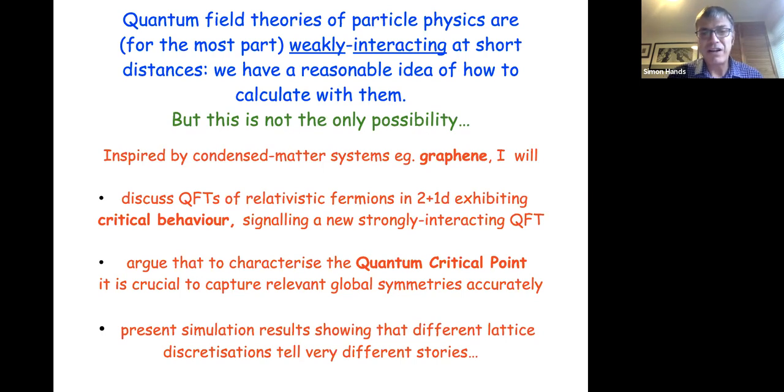I'm going to argue, certainly very non-rigorously, that in order to accurately characterize that critical behavior, it's crucial to capture the relevant global symmetries accurately, faithfully, and that's not a gimme. In fact, it's going to turn out that different ways of discretizing the theory on a space-time lattice can give you different stories, different results, and that's interesting in itself. So that's more or less the outline of the territory we're going to cover.